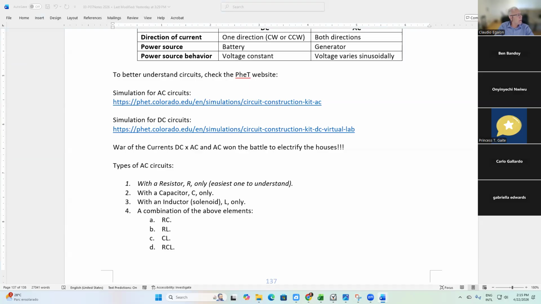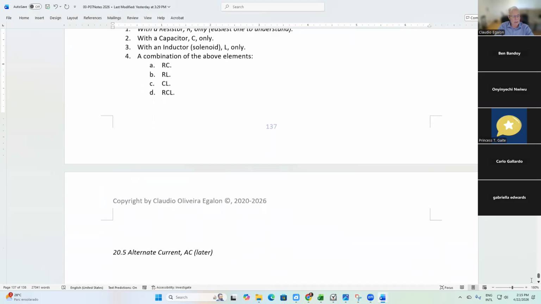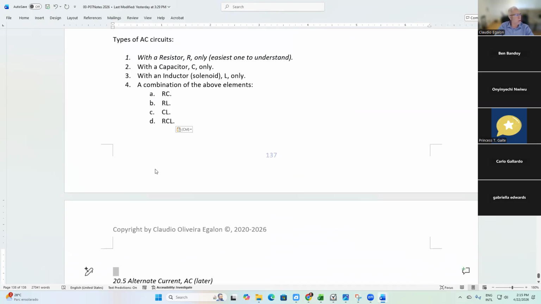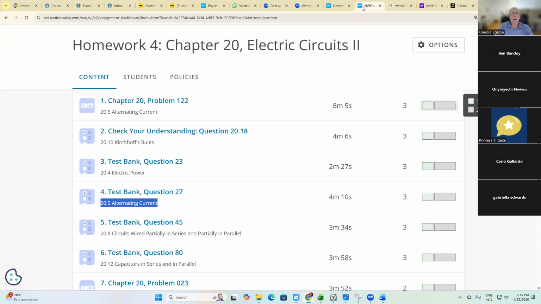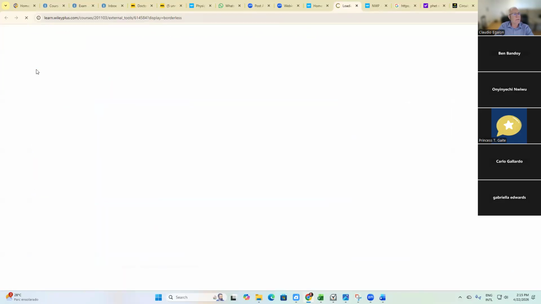Let's start with the AC circuit with the resistor. The AC circuit with the resistor is the one that was covered in chapter 20, section 20.5, which we are going to cover now, only now. AC circuit with a resistor only. And I want you also to follow closely in the book. Let's take a look at the book. Here you go, course resources.